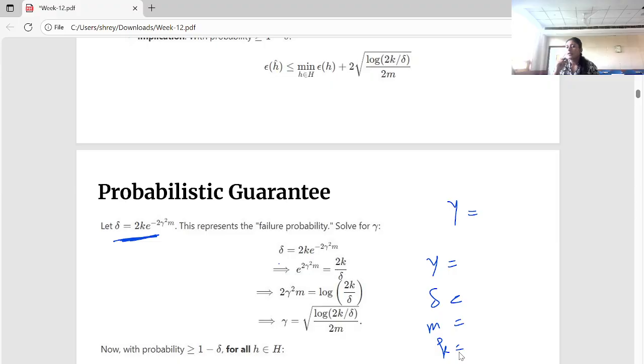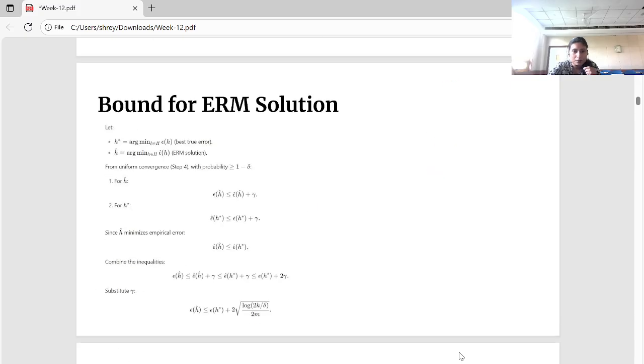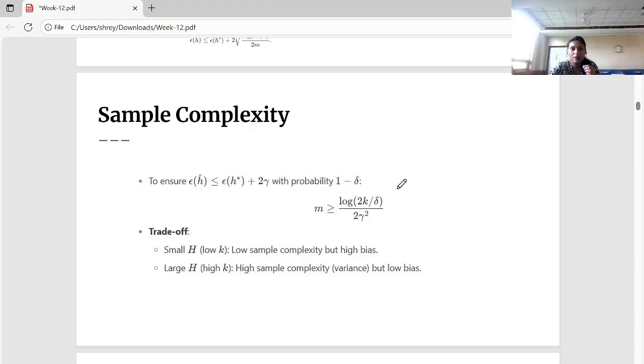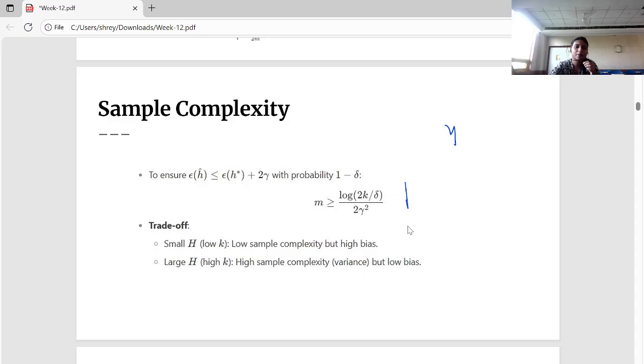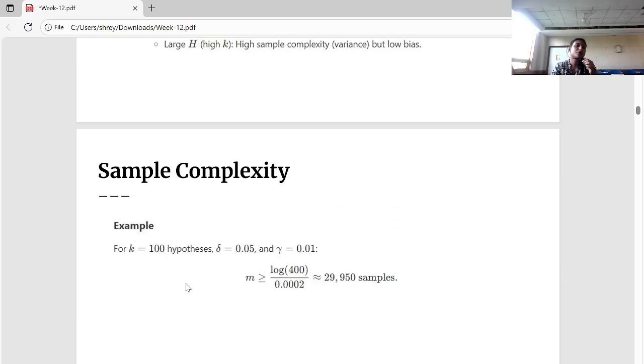Generally, the question comes in this form. This is your formulation with respect to m. Until now we derived it with respect to gamma, and this is calculated with respect to m. So the simple question is, let's say for k equal to 100 hypotheses, where delta is equal to 0.05, this is the failure probability, and gamma is 0.01. It means I am saying the tolerance, let's say your algorithm is so good that it differs from the actual error by a tolerance of only 0.01, then how many samples are required?